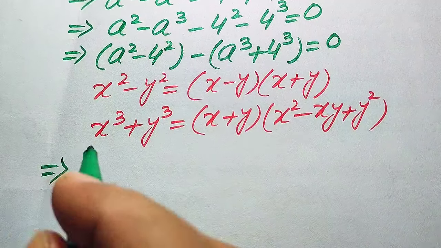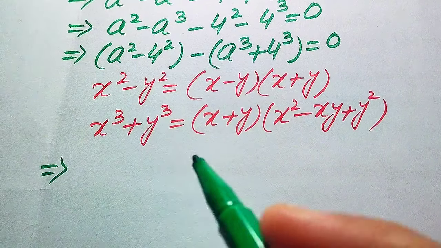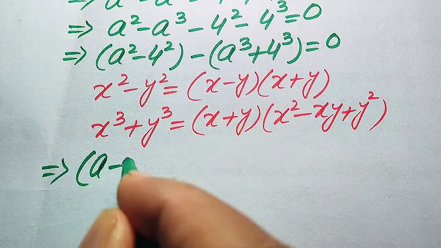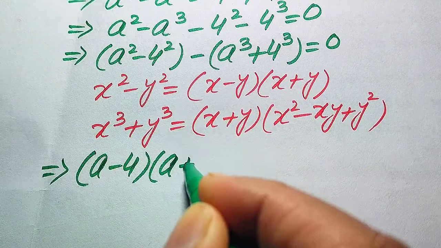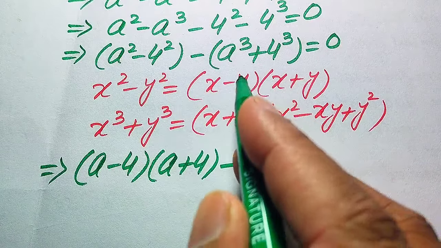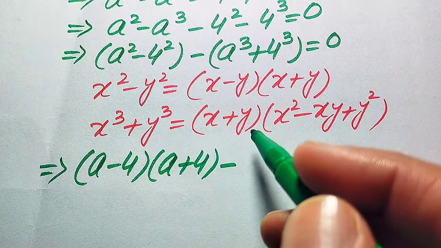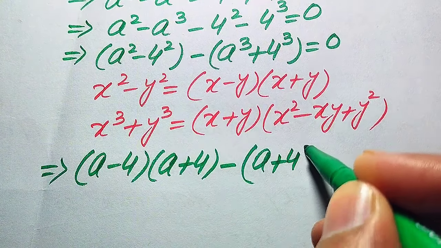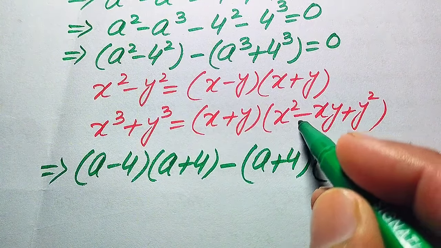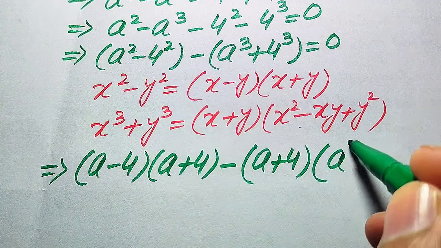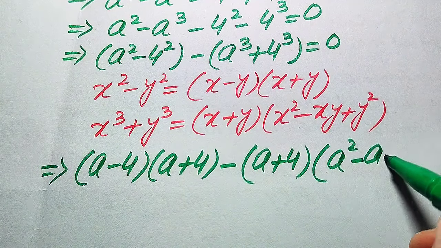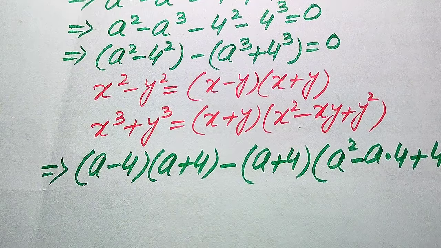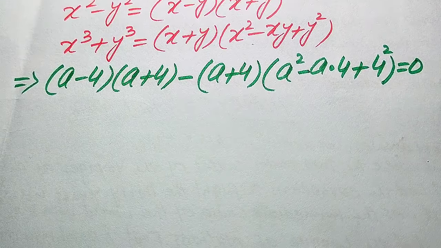So in the next step we apply this formula to the first factor, which is a square minus 4 square. After applying this, it will be written as a minus 4 times a plus 4, minus a cubed plus 4 cubed. Then after applying the formula, it will be written as a plus 4 times a square minus a into 4 plus 4 square, and this whole equation equals 0.